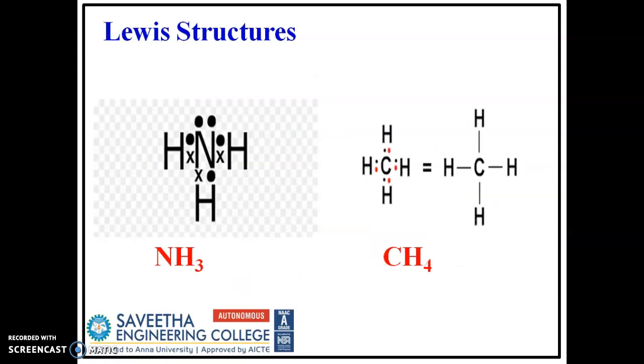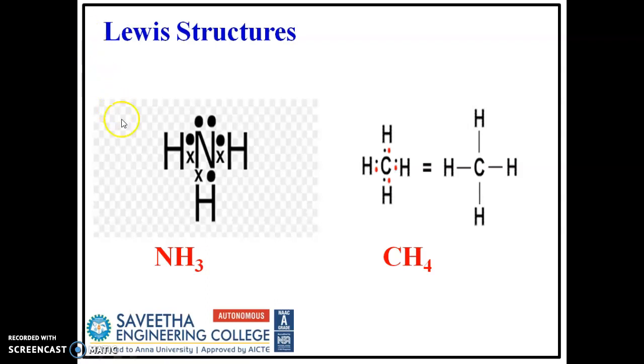We can also write the Lewis structures of ammonia and methane. For molecules also we can write. If we take the ammonia molecule, the nitrogen has an atomic number of 7. The electronic configuration is 1s2, 2s2 and 2p3. There are 5 electrons in the valence shell. In order to attain noble gas configuration, it has to have 3 more electrons, and the 3 more electrons are contributed by the 3 hydrogen atoms.